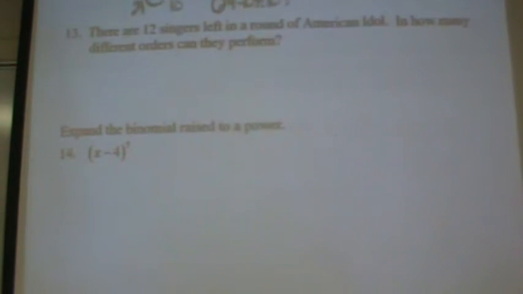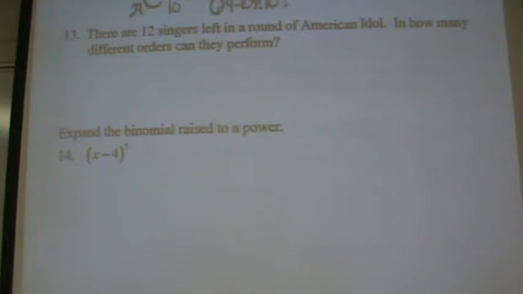Number 13. There are 12 singers left in a round of American Idol. In how many different orders can they perform? So for this question, we're only given the one number. We're given that we have 12 singers, so that should immediately get you thinking about a factorial.